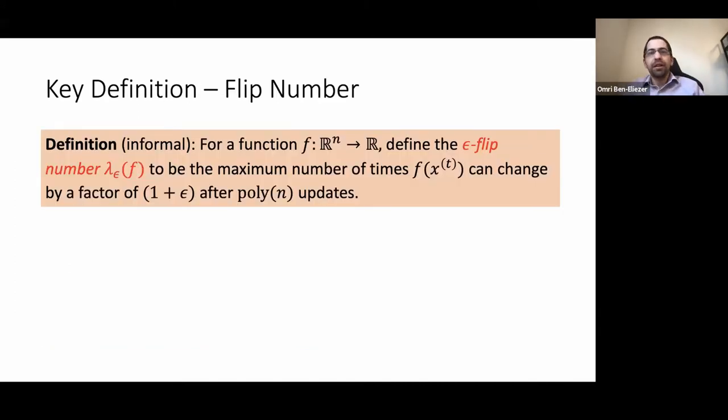Regardless, the key definition for both of these techniques, and actually for many of the subsequent works in this field, is the definition of a flip number. For the function that we want to compute, we define the flip number of the function to be the maximum number of times, over all possible streams, that the value of the function over the stream changes by a factor of one plus epsilon, after, let's say, n elements in the stream, or poly n, it doesn't really matter.